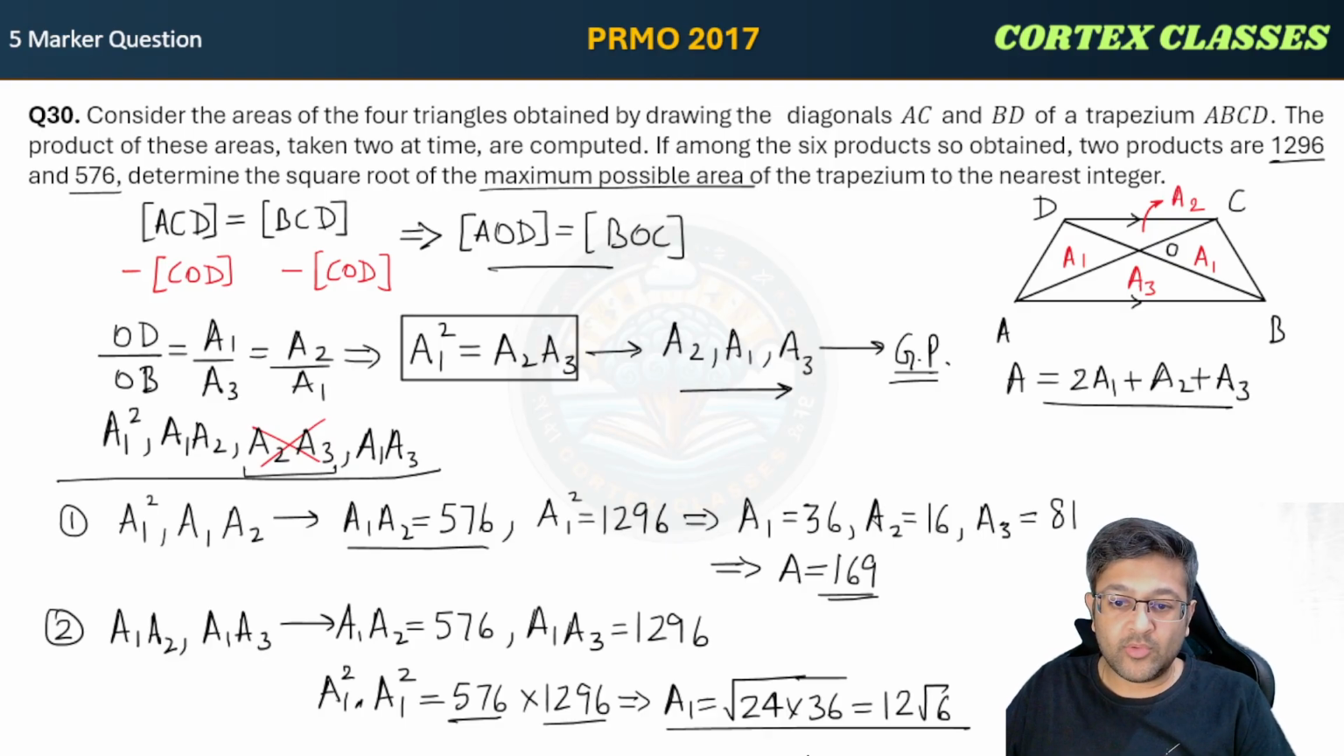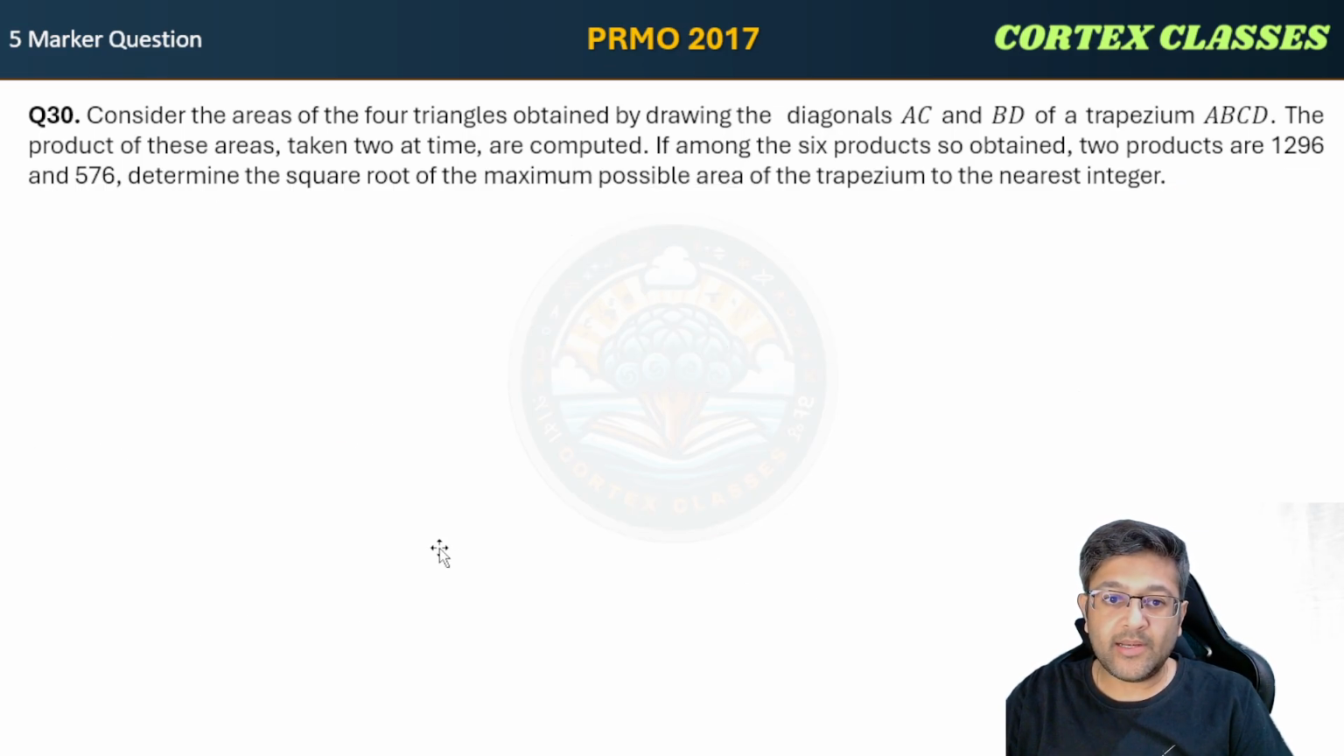ओके, लेट मी गो टू द नेक्स्ट स्लाइड गाइस, वी हैव टू डू दिस. A1 की वैल्यू आ रही है 12 root 6. Okay, I'll need some space guys, so I'm moving to the next slide. Okay, A1 is 12 root 6. Okay, let us at least remember this.